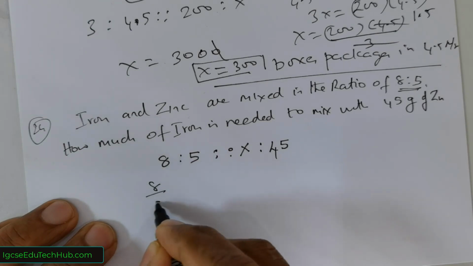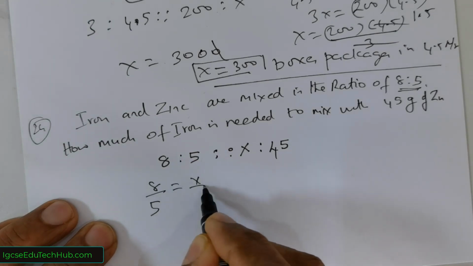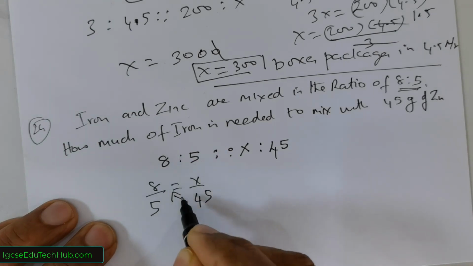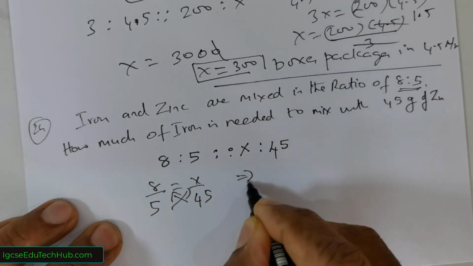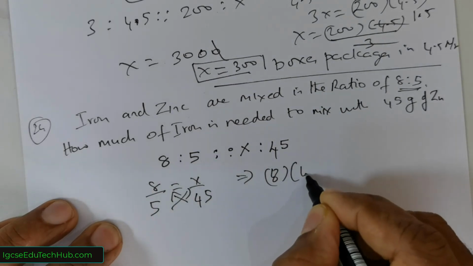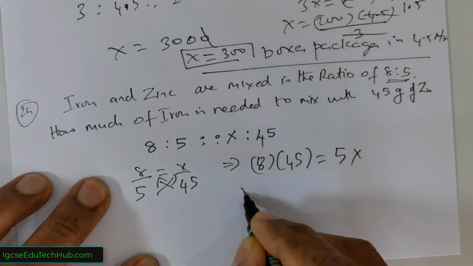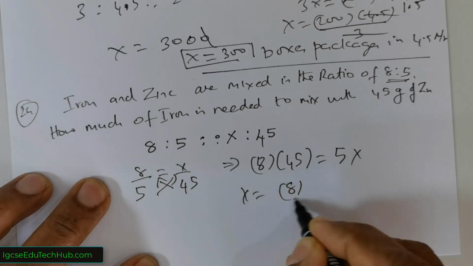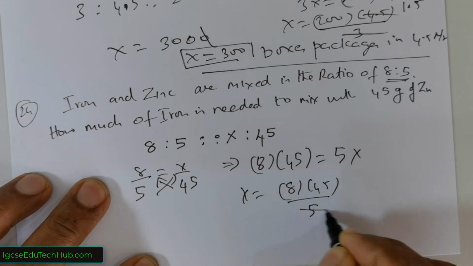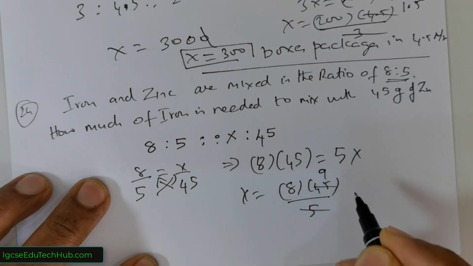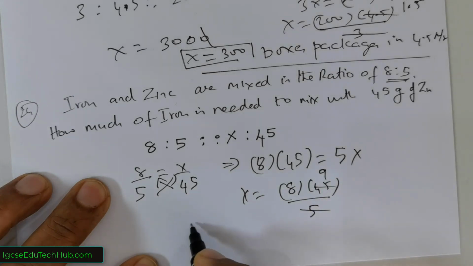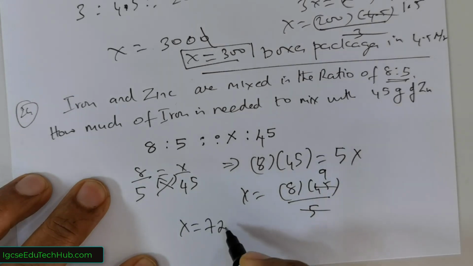Now I'm going to rewrite this as 8 over 5 is equal to x over 45. You cross multiply. This can be rewritten as 8 times 45 is equal to 5 times x. So x is equal to 8 into 45 divided by 5. 5 divides here 9 times. 8 into 9 is 72. So x is equal to 72.